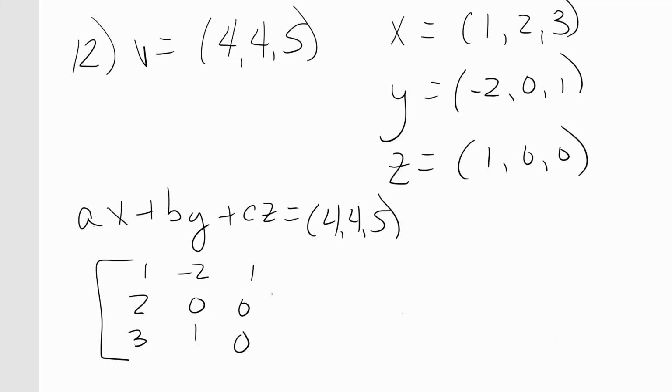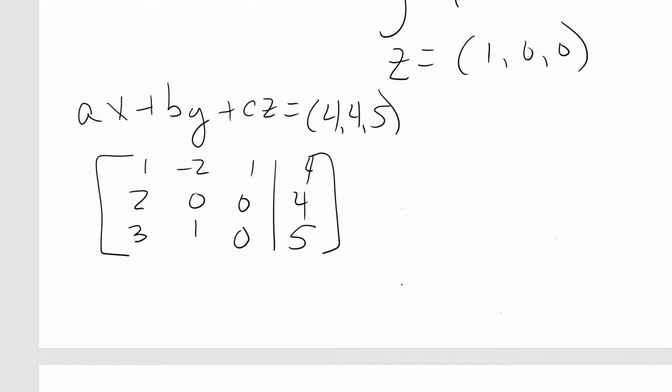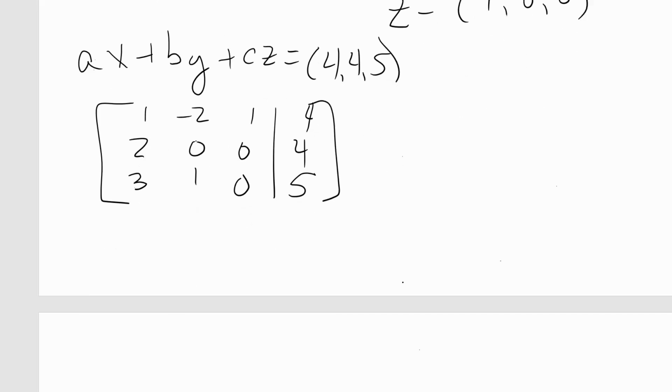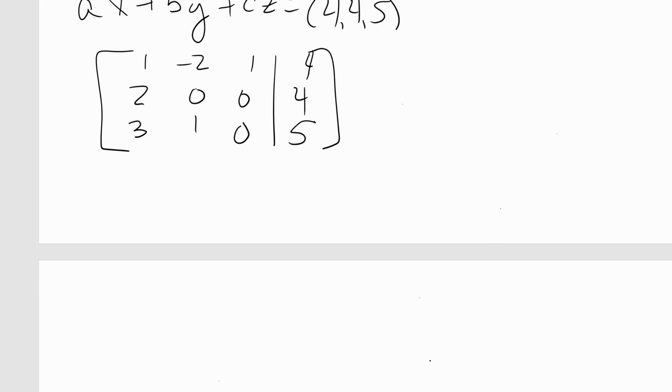Next to my column for my z's, 1, 0, 0. And I want to get out 4, 4, 5. So now if I can solve that matrix, I know what A, B, and C are, and I can go ahead and come up with my linear combination. All right, so typically I would go ahead, because I have a 1 in that top spot, and get zeros underneath it. You can do that, that's fine.